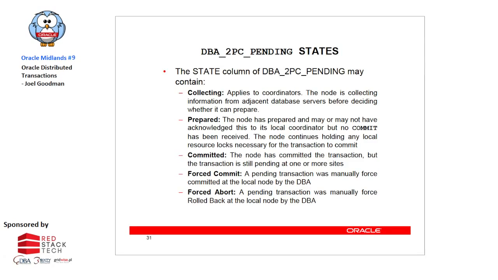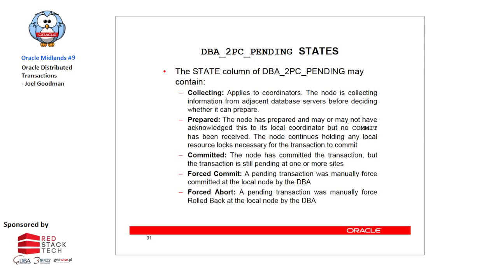Collecting only applies if you're a coordinator. You could be a global coordinator or a local one. And collecting says the node is collecting information before deciding whether it can prepare. So if we have a failure, let's say the network fails in the middle while we're collecting, the state might say, well, we were in the middle of collecting, yeah, and we're stuck there. Prepared, well, it means that we have been prepared, but we haven't committed yet. Self-explanatory.